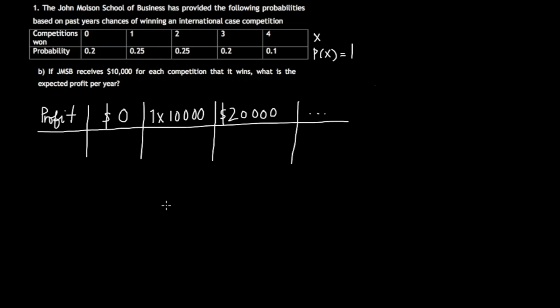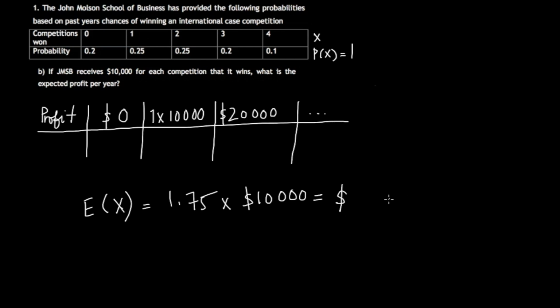However, because we know that the expected number of competitions won per year is 1.75, all we have to do is simply multiply that by the $10,000 and we'll get the expected profit per year. So this is a total of 17,500.